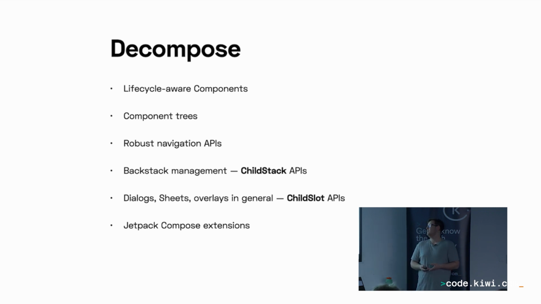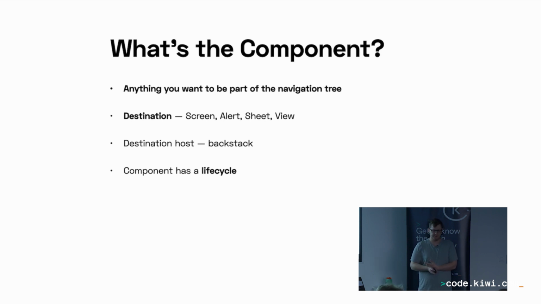Now, what's a component in Decompose? A component is anything that you want to be part of your navigation tree, be it a screen or dialogue, sheet, just a view, whatever. What's important is that a component has a lifecycle. So when you pop the component off the stack, you might have some business logic in that component, and you can react to that event using the lifecycle APIs of Decompose. For example, if you do some async operation in your component, you want to have a view model in it, you can kill the operation.